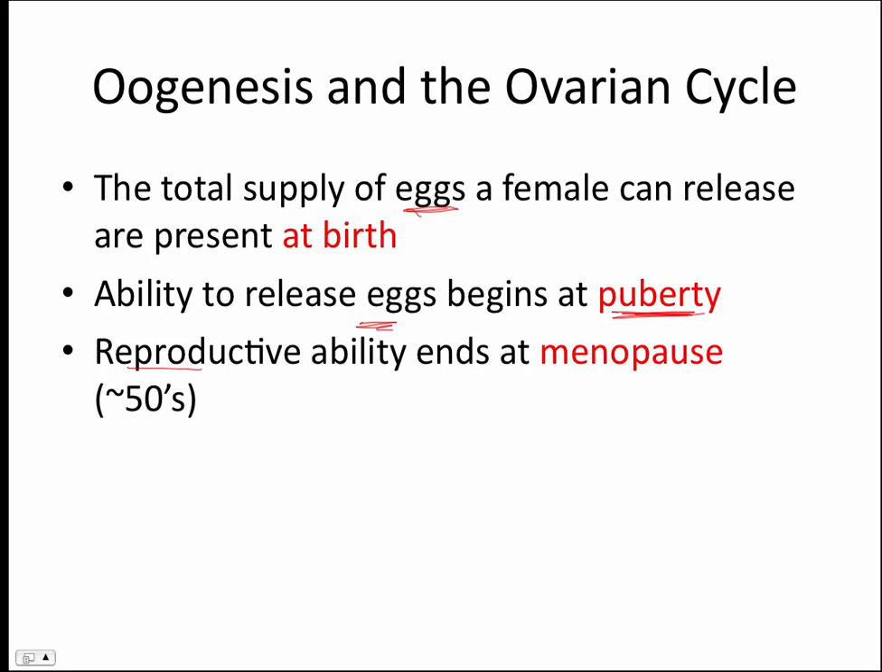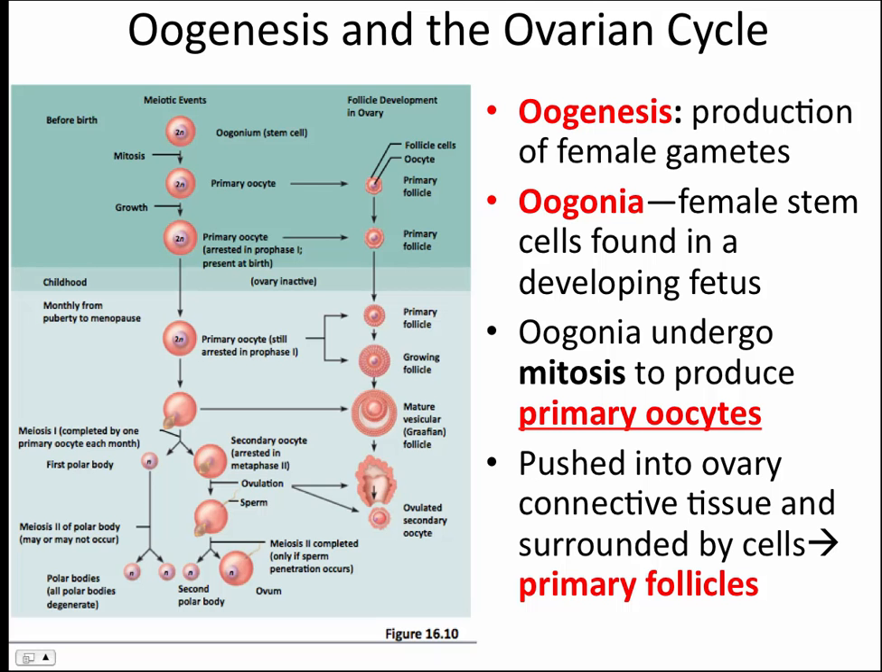And our reproductive ability is going to end at menopause. Another term you should know is menarche, and this is the first time a female is going to have her menses.